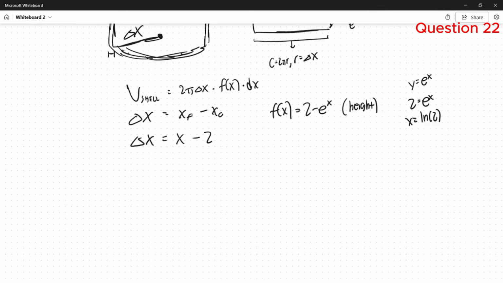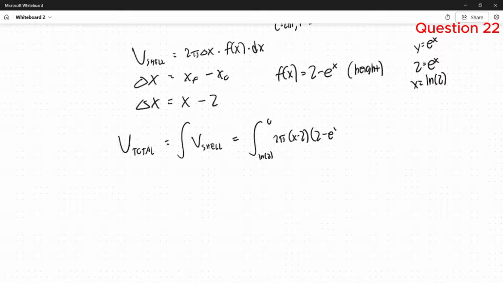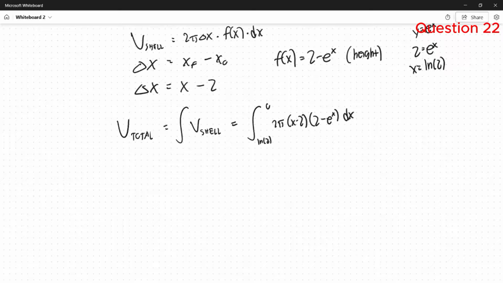So let's write that out. The volume total would be equal to the integral of each, or the sum of each shell, which would be equal to, from ln of 2 to 0, 2 pi times x minus 2 multiplied by 2 minus e to the x dx. However, as you may see from the problem set, this is not any of the answer choices that are listed. There's a little bit of bound shifting that we need to do.